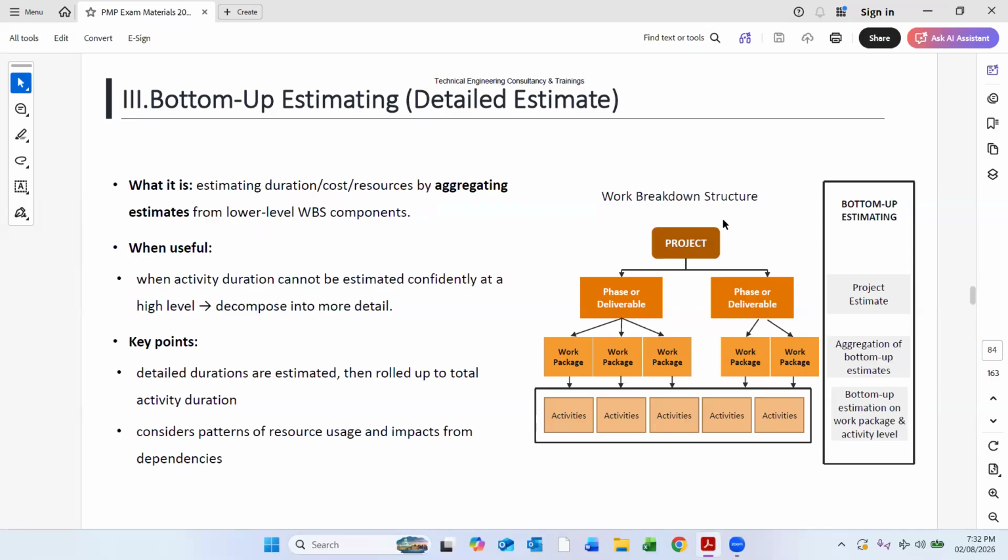Okay. So when is it useful? When activity duration cannot be estimated confidently at a high level, we decompose into more detail. The key point in detailed estimate, or bottom-up estimate, is that detailed durations are estimated, then rolled up to the total activity duration, considering the pattern of resource usage and impact from dependencies. So this is how we aggregate from the very small activities. We work on very small activities to estimate, and then we sum up to the work packages and deliverables, and then the project. So we estimate from the bottom.